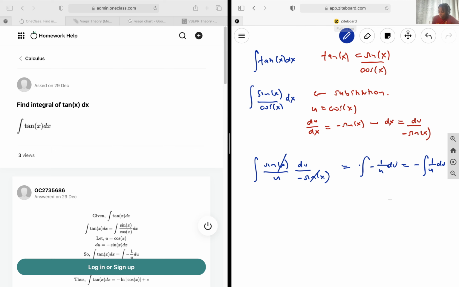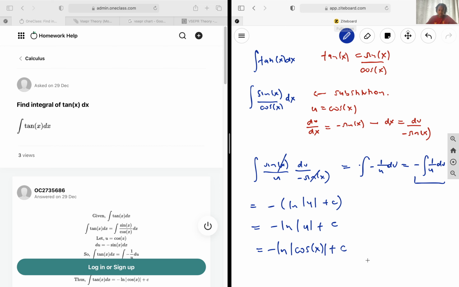Okay, and so we know that this is going to give us negative ln of the magnitude of u plus c. It can remain plus c because this is just a constant, so whether it's minus or positive isn't really our business right now because we don't have the initial value problem. And so now you just substitute u back in and you get negative ln of cos x plus c. And that's going to be our final answer.